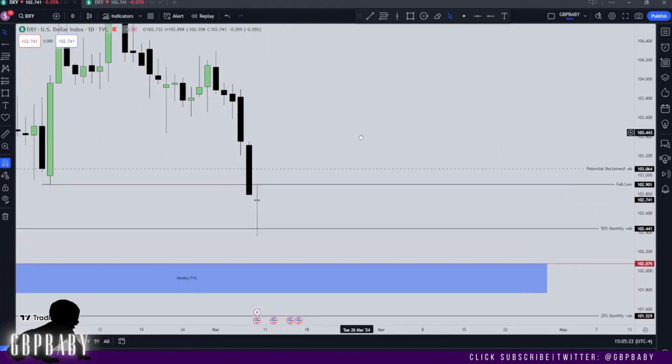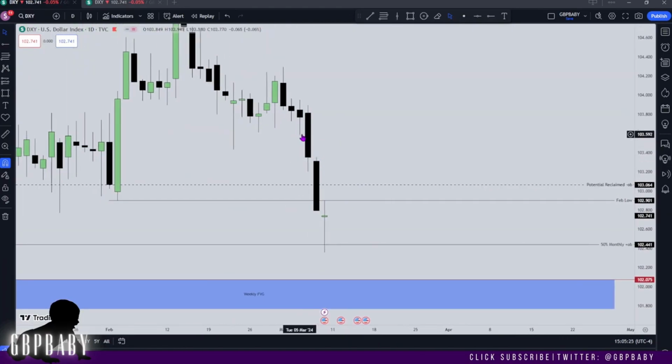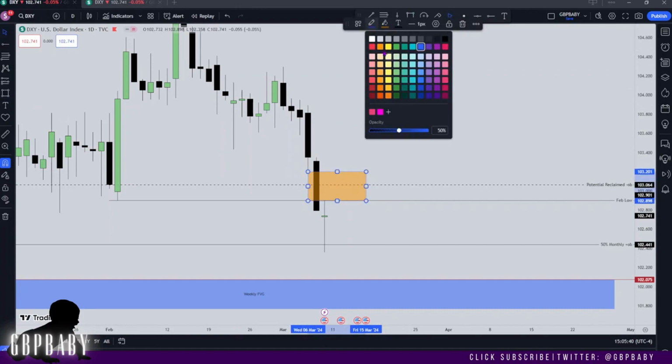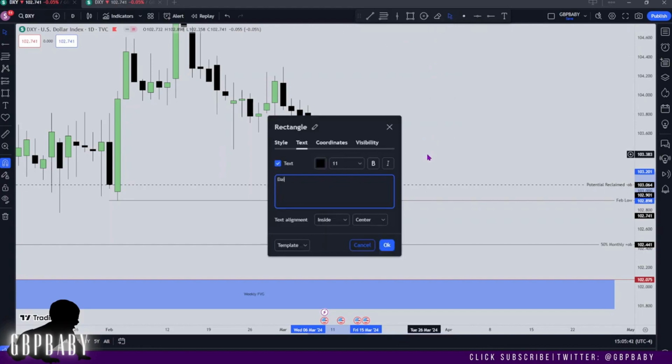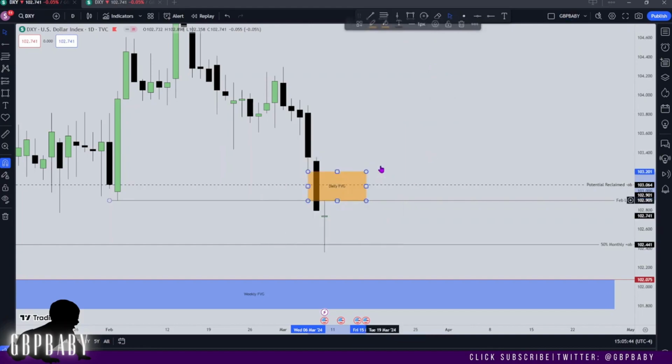Now on the daily, you can see there's fair value gaps here between Tuesday and Thursday's high, and then a fair value gap here between Wednesday's low and Friday's high. So the fair value gap that I'm going to be watching closely to get traded into to create the high of the week is going to be this fair value gap. So I'm going to make this orange, and I'm just going to write daily fair value gap, and I anticipate price to trade into this.